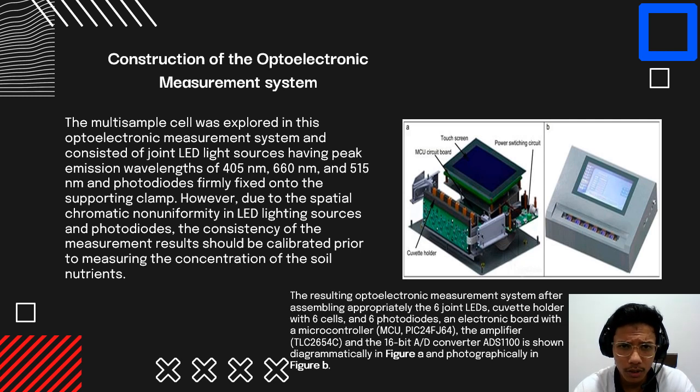Okay, the construction of the optoelectronic measurement system. The first one is the multi-sample cell that was explored in this optoelectronic measurement system and consists of joint LED light sources having peak emission wavelengths of 405 nm, 360 nm, and 515 nm, and a photodiode firmly fitted on the supporting clamp. However, due to the spectral non-uniformity in LED lighting sources and photodiodes, the consistency of the measurement result should be calibrated prior to measuring the concentration of the soil nutrient.